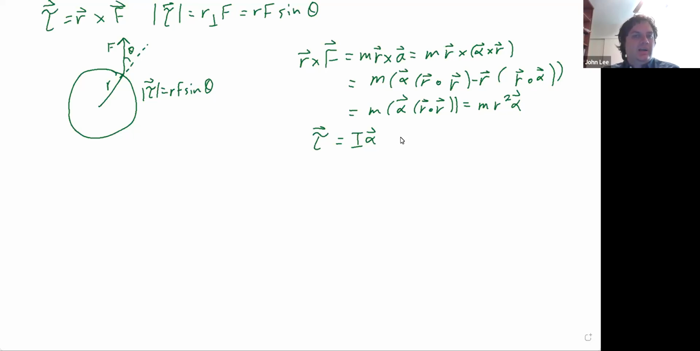Since it's the cross product, I don't know how much you remember about it, but you go out with R, you put your top two fingers out pointing in the R direction. You point your bottom two fingers in the direction of force F, and then your thumb is going to give you the direction of torque.